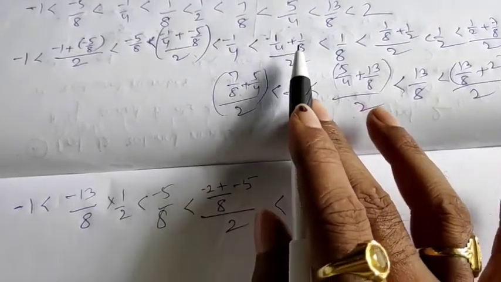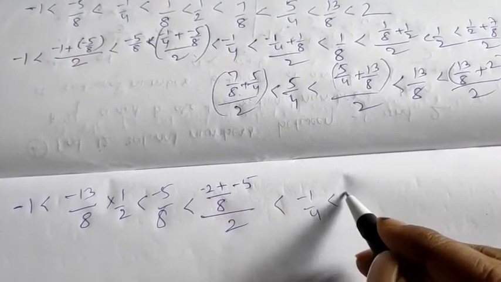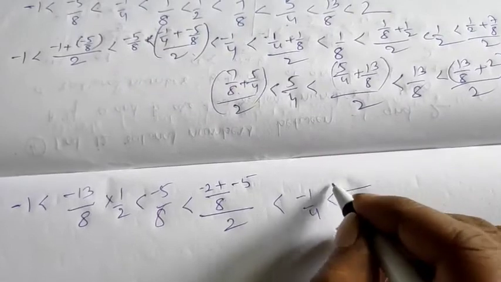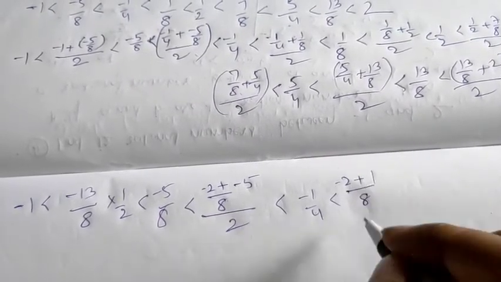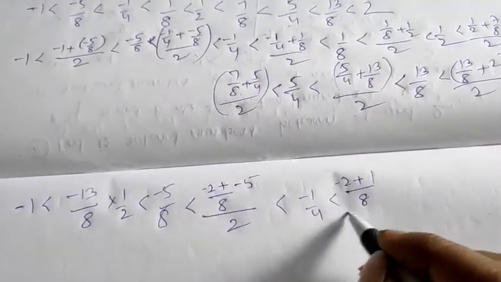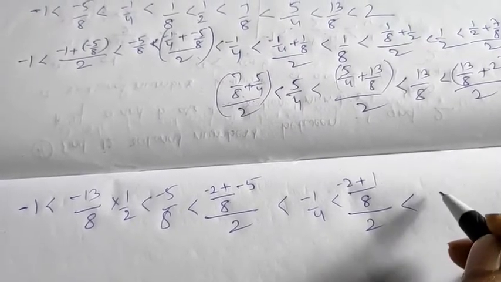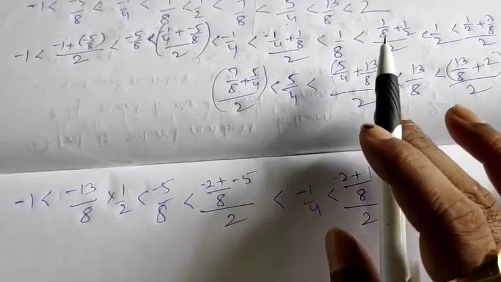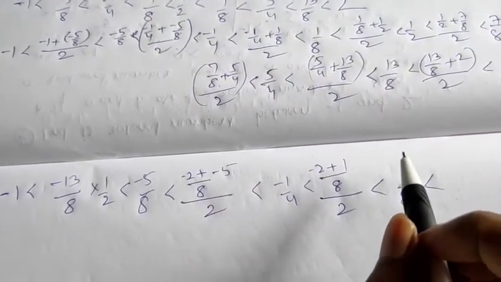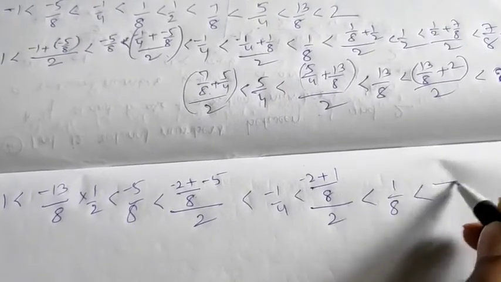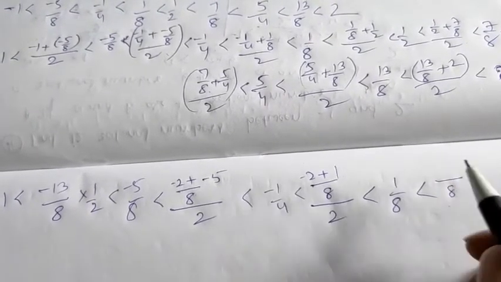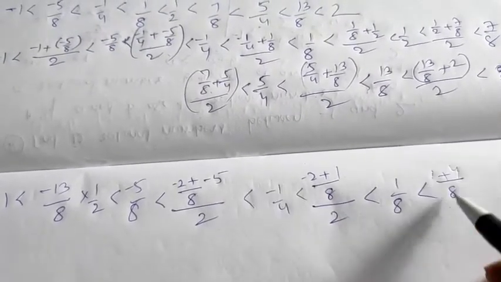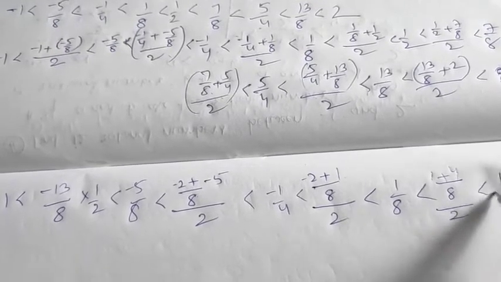Now minus 1 by 4 plus 1 by 8, so 8 is the LCM, is it? 8 is the LCM. 4 divides 8 2 times, so minus 1 into 2 is minus 2, plus 8 divides 8 1 time, so 1 into 1 is 1, whole by 2, less than 1 by 8, less than. Now the average of 1 by 8 plus 1 by 2. See, 1 by 8 plus 1 by 2 gives us, LCM 8 here again, 8 divides 8 1 time, so 1, plus 2 divides 8 4 times, so 1 into 4 is 4, 4 whole by 2, less than 1 by 2.